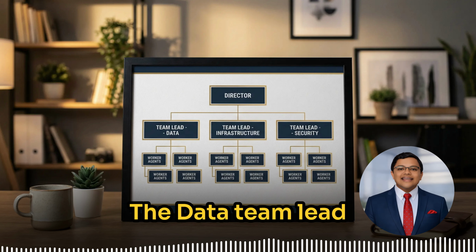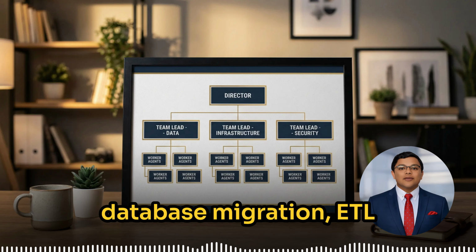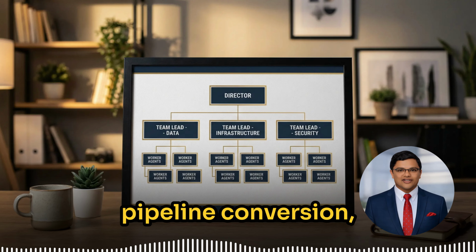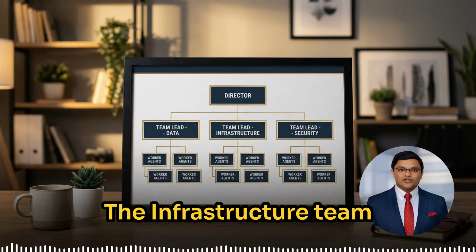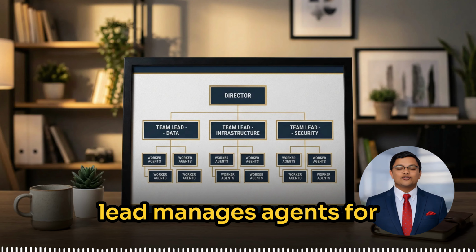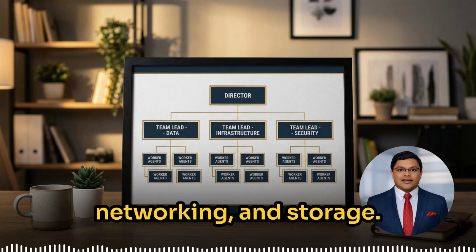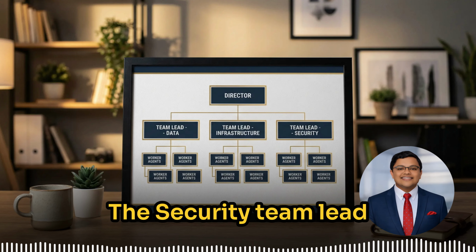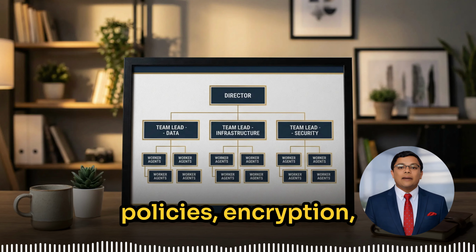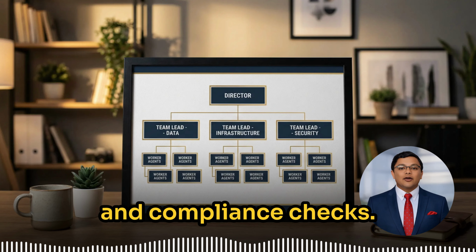The data team lead manages agents for database migration, ETL pipeline conversion, and data validation. The infrastructure team lead manages agents for compute provisioning, networking, and storage. The security team lead manages agents for IAM policies, encryption, and compliance checks.